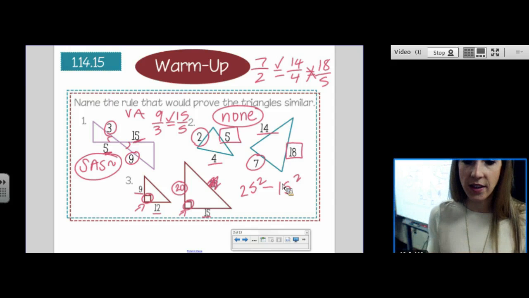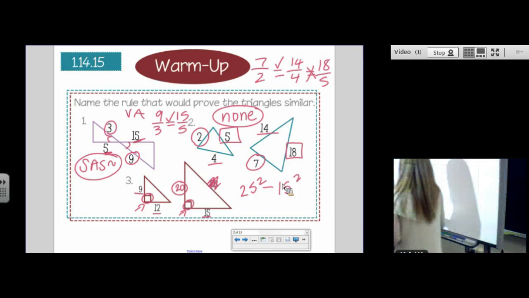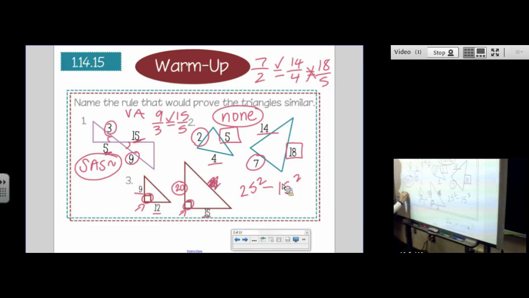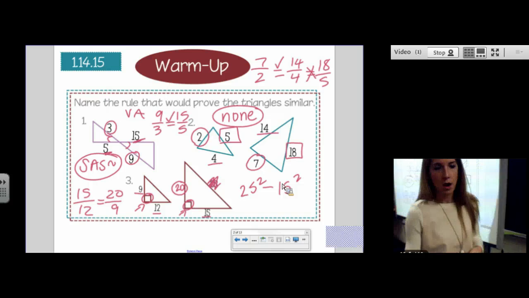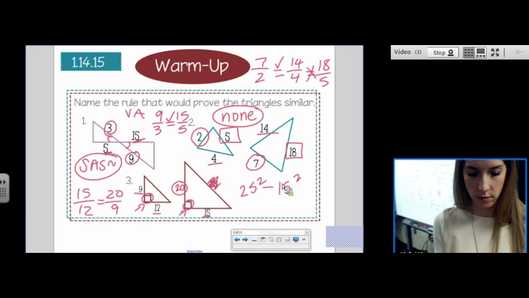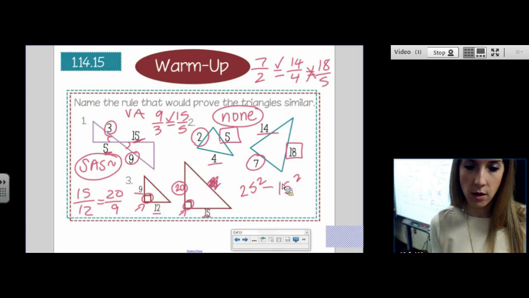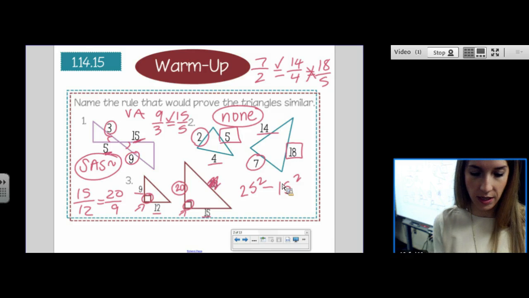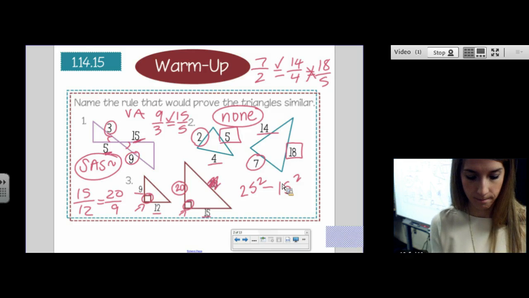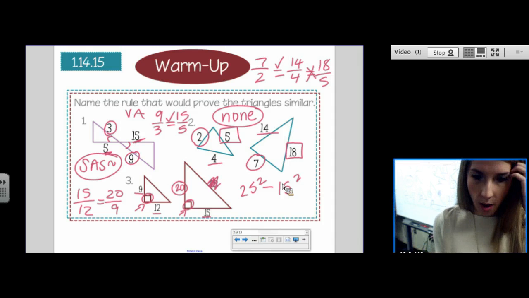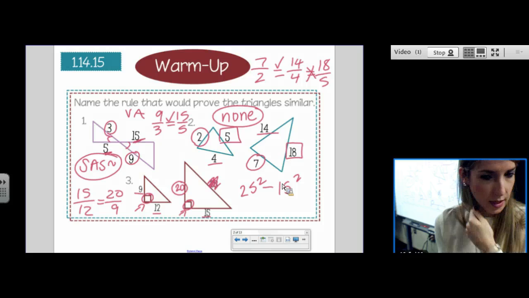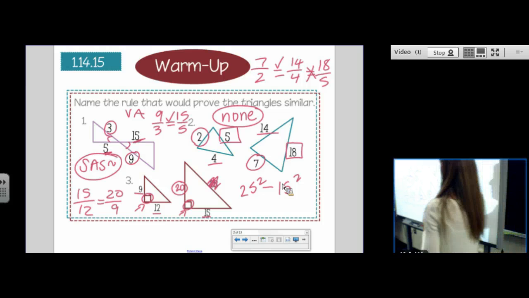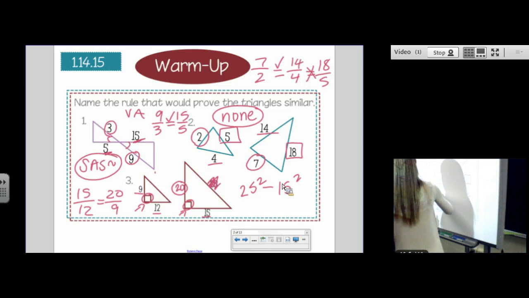So now let's see if the sides are proportional. So is this true? 15 is to 12 as 20 is to 9. Are those proportional? So you go to your calculator and you divide them and you see if you get the same thing both times. What do you think? No, those are not proportional. Those do not reduce to the same fraction. So number 3 is none, or not similar, or not possible.